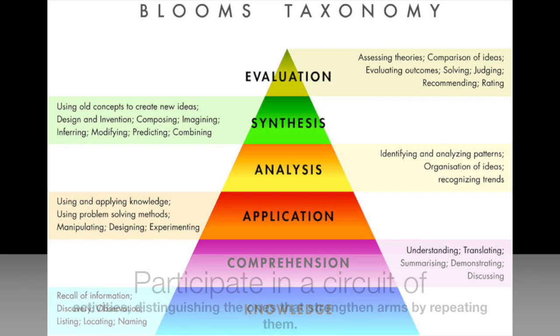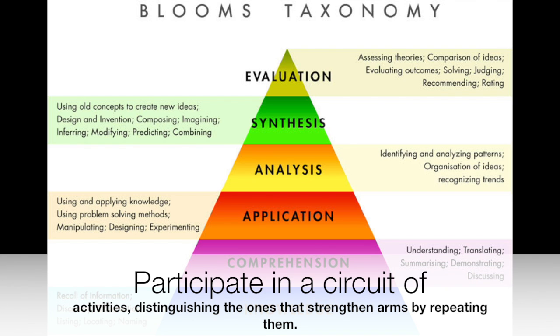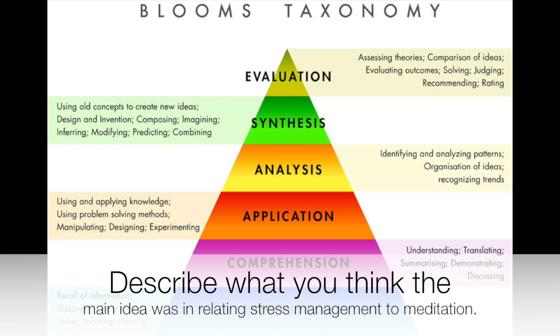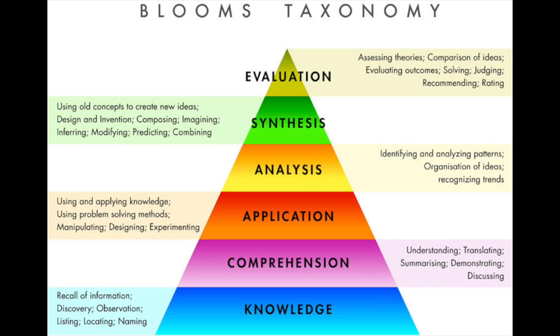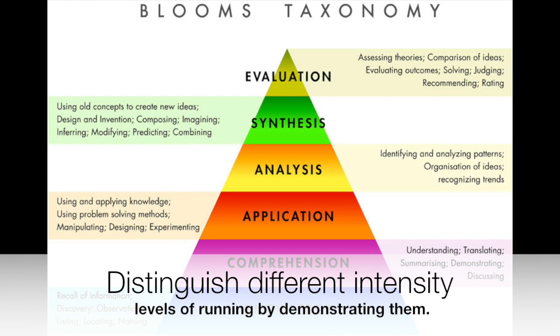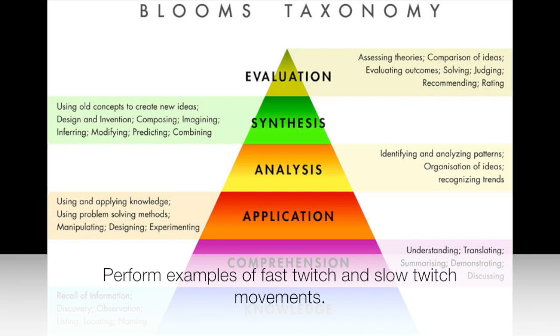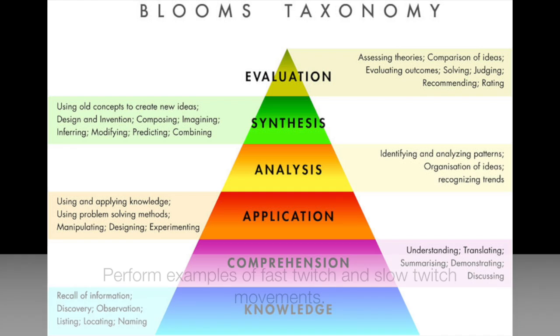You can have them participate in a circuit of activities, distinguish the ones that strengthen arms by repeating them. Copy pictures that show healthy and weak bones. Describe what you think the main idea was in relating stress management to meditation. Distinguish different intensity levels of running by demonstrating them, or perform examples of fast twitch and slow twitch movements.